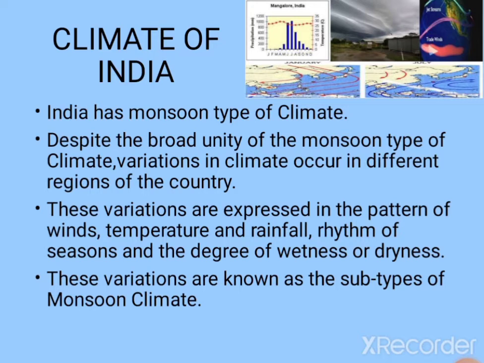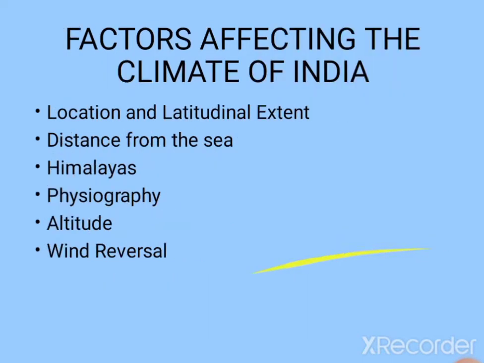Now India has a monsoon type of climate. Despite having unity in terms of the same type of climate, that is the monsoon type of climate, variations in this type of climate occur in different regions of India. These variations are expressed in the pattern of wind, temperature, rainfall, rhythm of seasons, and the degree of wetness or dryness. These variations are known as the subtypes of monsoon climate.